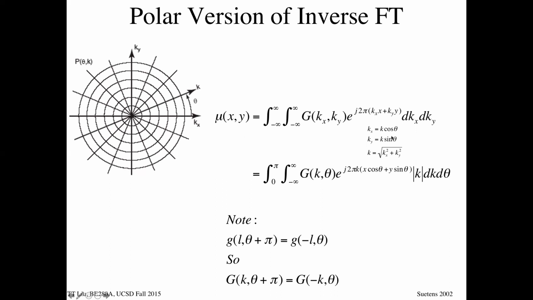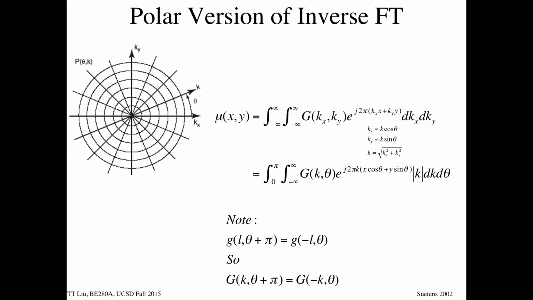If we use our transformation to polar coordinates, with kx being k cos theta, ky being k sin theta, and k itself being a positive number, some distance from the origin, and write down that inverse Fourier transform in polar coordinates, it looks like this. We swap out our variables for kx and ky, and we get this transformation.